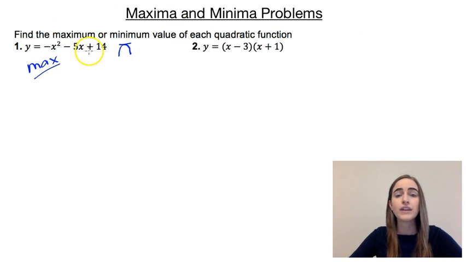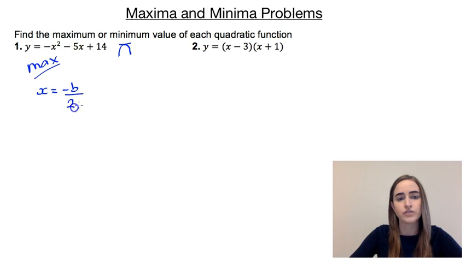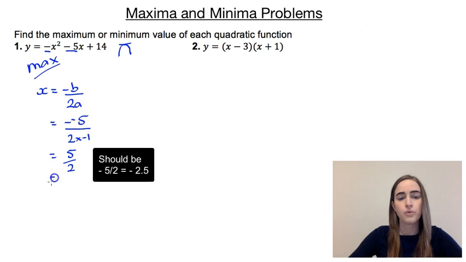Now, to do that, we need to find the coordinates of the vertex. There are two ways that we can do it. Because this equation isn't factorized, we're going to use the fact that the x-coordinate of the vertex is minus b over 2a. Our b is minus 5, and our a is minus 1, the number in front of the x squared term. So we have minus 5 all over 2 times minus 1, which gives us 5 over 2, or 2.5.